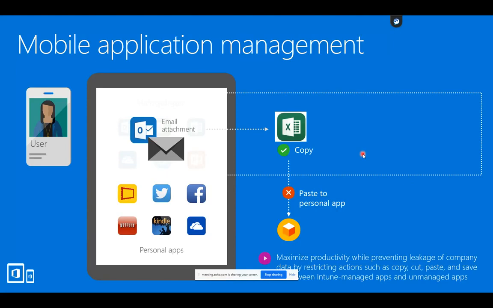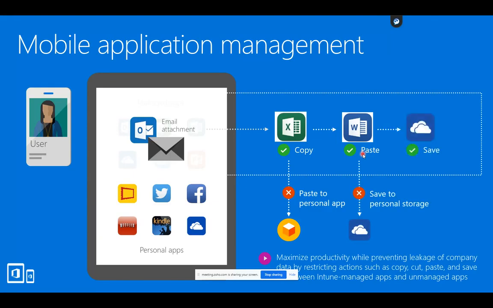You open the Excel sheet, you copy the content and you try to paste it in a Word file, it will get pasted. But when you try to save the Word file on your personal storage, again it will be denied. The data will only be stored on the corporate managed OneDrive, making sure that the user by no means is able to get access to your data and leak it out. This is the kind of security that we can implement when it comes to doing mobile device management from the Microsoft 365 suite.